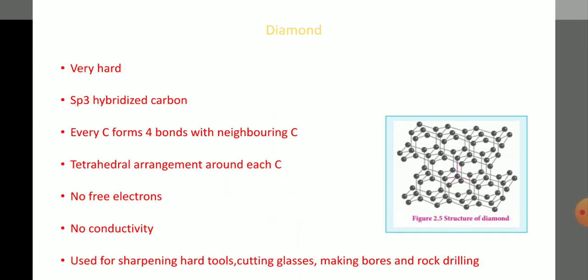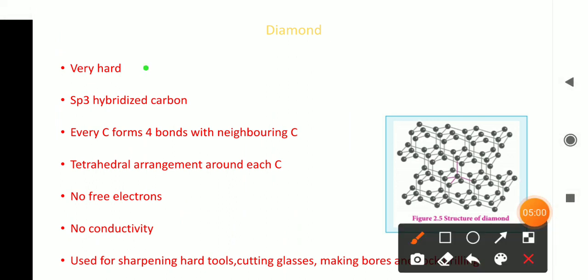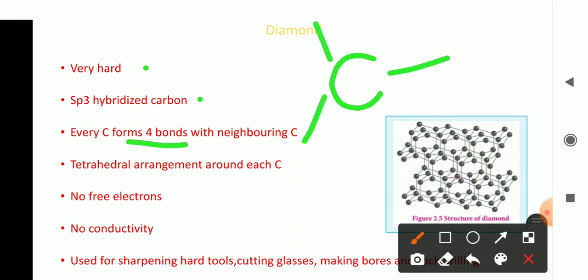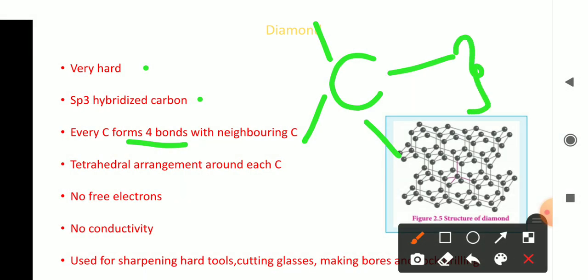Then let us see about the next allotropic form of carbon, that is diamond. Dear students, as we know already, diamond is the hardest substance. So it is very hard, and here the hybridization is sp3. In graphite, we have seen it is sp2 hybridized, whereas in diamond the carbons are sp3 hybridized, and here the number of bonds is 4. Each carbon connects to 4 other carbon atoms, and this arrangement is called tetrahedral.